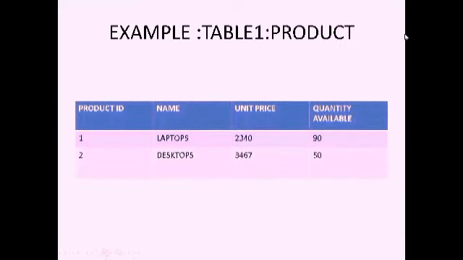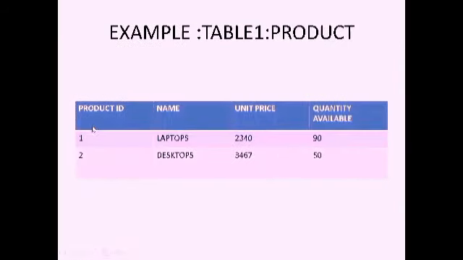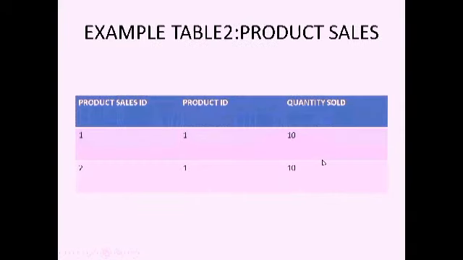Now let me take you through an example. Say we have table 1, product, which has product ID, name, unit price, and quantity available. The data: product ID 1 and 2, names laptops and desktops. The unit price is 2340 for laptops and 3467 for desktops. The quantity available is 90 for laptops and 50 for desktops.